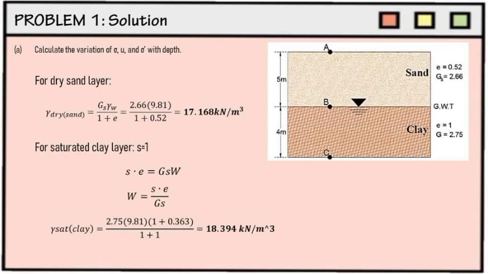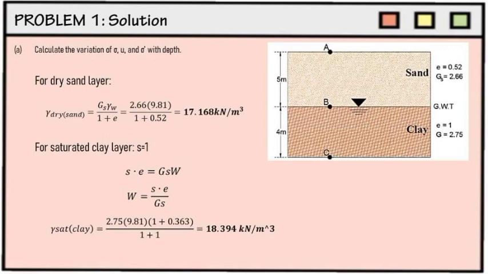So in order for us to find the answers, we have here the equation for the dry sand layer. Gamma dry sand is equals to Gs multiplied by the unit weight of water all over 1 plus e, which is 2.66 times 9.81 all over 1 plus 0.52 is equals to 17.168 kilonewton per meter cube.